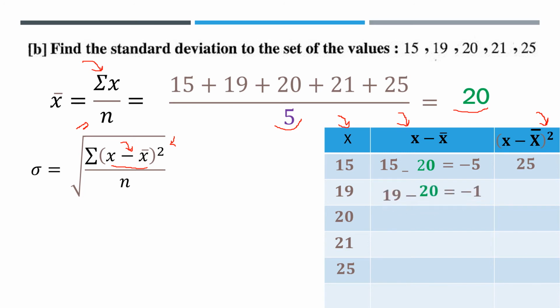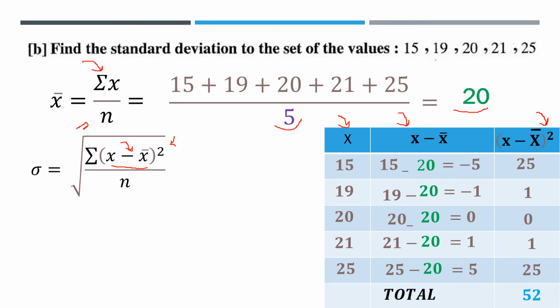اللاين اللي بعده 19 minus 20 gives negative 1. power 2 بتاعها يديني positive 1. 20 minus 20 is 0, power 2 is 0. 21 minus 20 is positive 1, power 2 is 1. 25 minus 20 is 5, power 2 gives 25. The total of these values is 52.